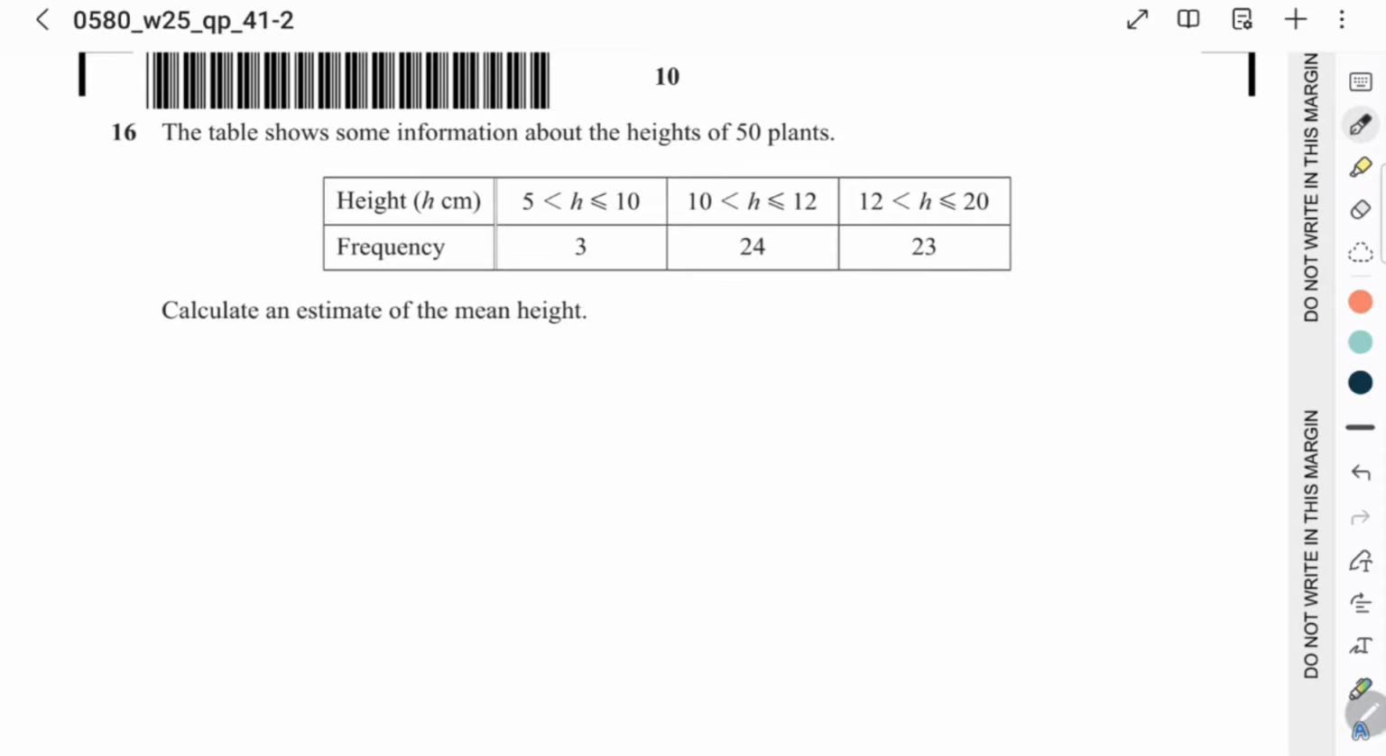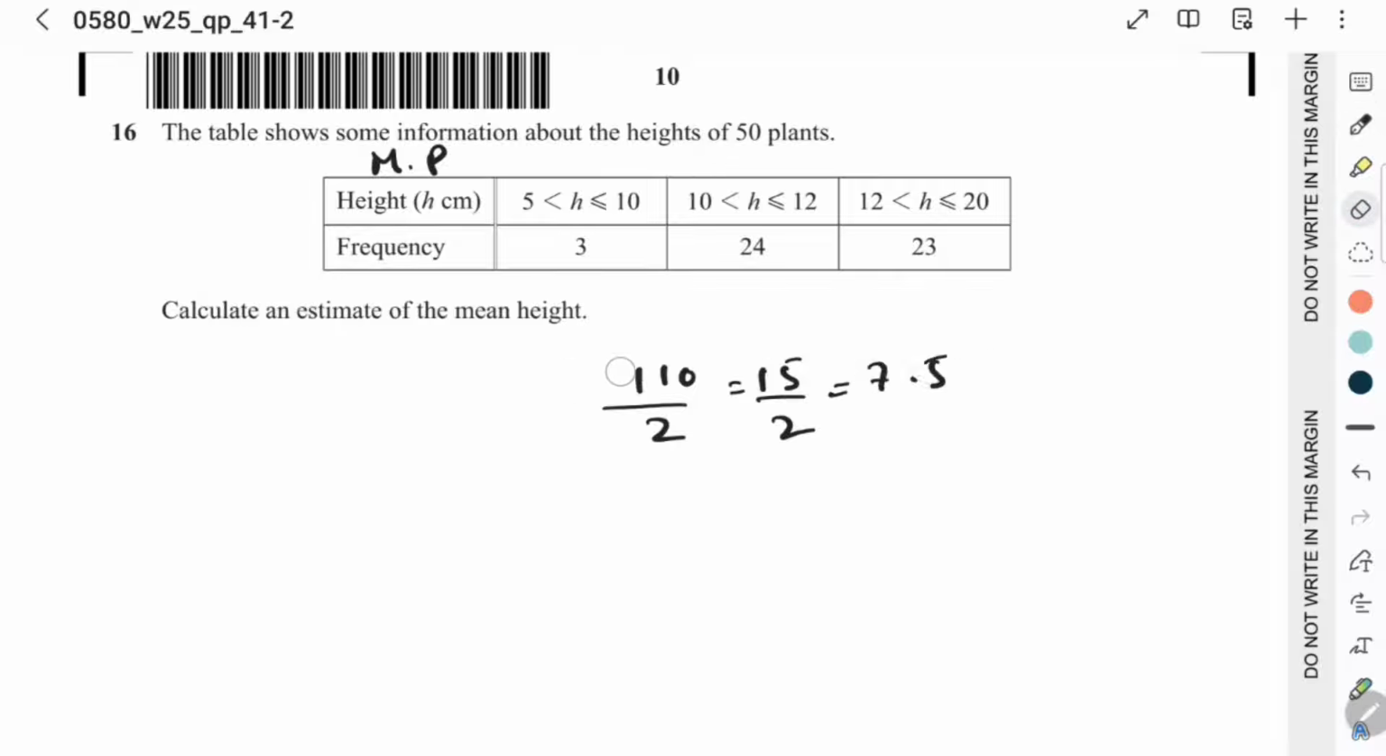You can see a table shows some information about the heights of 50 plants, and the heights are given in the ranges 5 to 10, 10 to 12, 12 to 20, and the frequencies are 3, 24, and 23 respectively. So find out the mean height. Mean height means we'll have to find out the midpoint. How do you get the midpoint? 5 to 10 means 5 plus 10 upon 2, like this, 15 upon 2, that is equal to 7.5, like that.